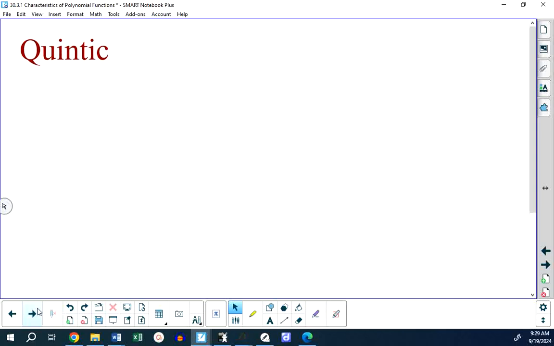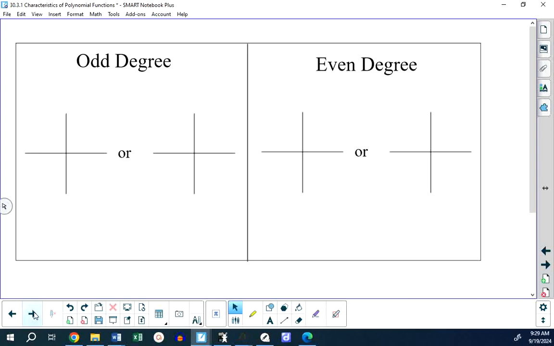And then the pattern continues. This is quintic. It can have a maximum of 5 and a minimum of 1, and any number in between, whole number in between, natural number, whatever you want to call it. But it cannot have 0 because it's an odd degree. Okay. So let's turn the page now.